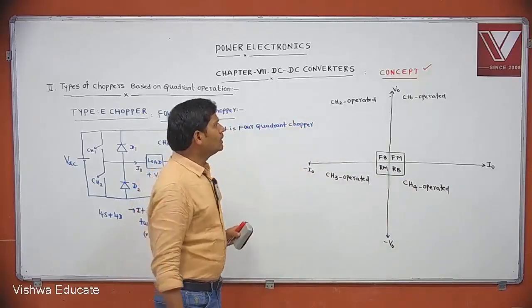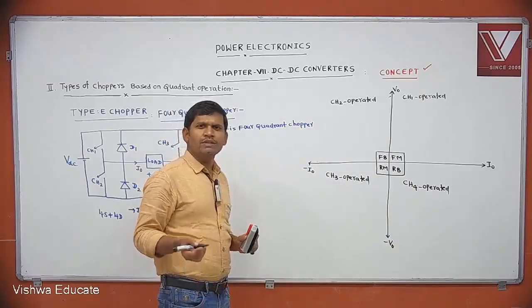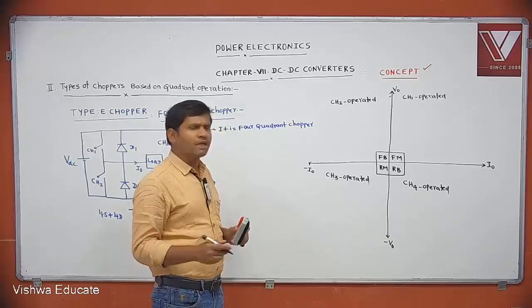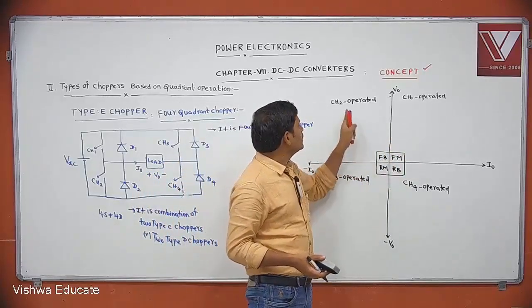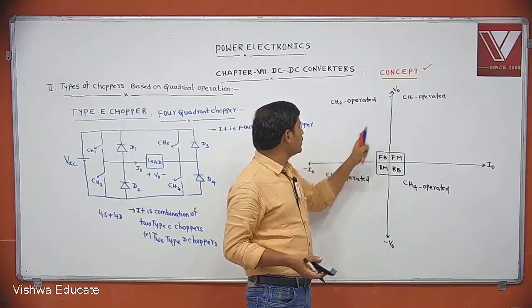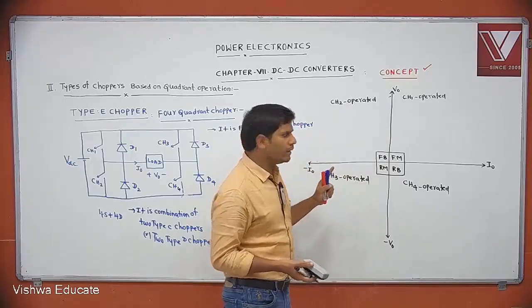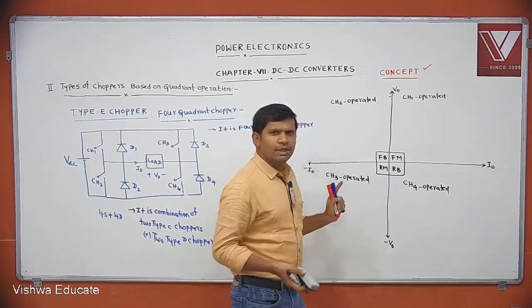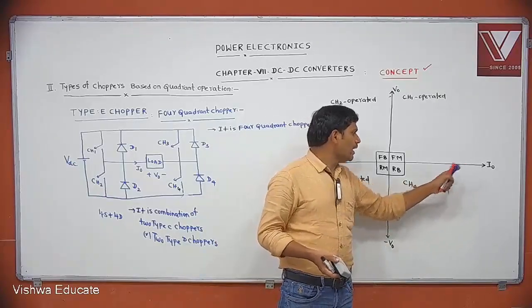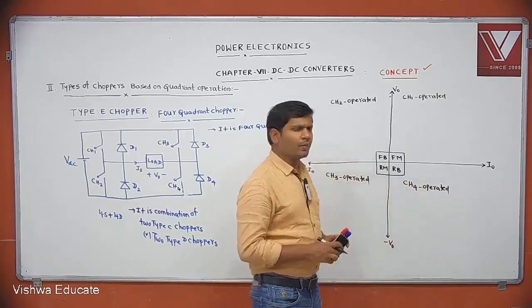Now, CH1 operate means CH1 is on and off in such a way that V0 is positive, I0 is positive. CH2 is on and off, V0 positive, I0 negative. Then only it is the second quadrant. CH3 on and off, V0 negative, I0 negative. CH4 on and off, I0 positive, V0 negative. Like that we can operate the circuit.